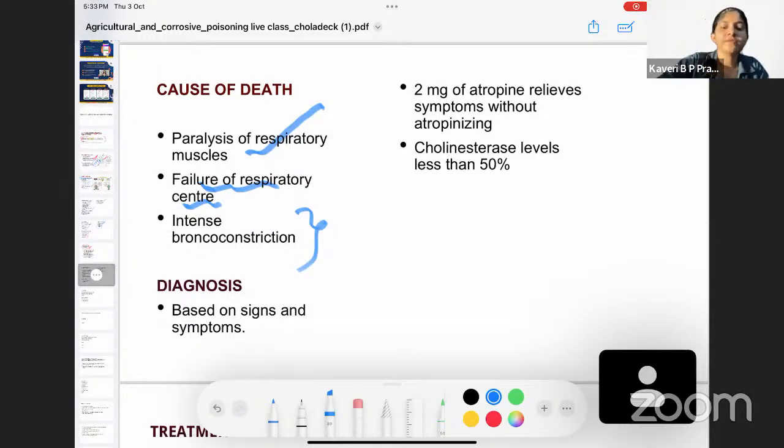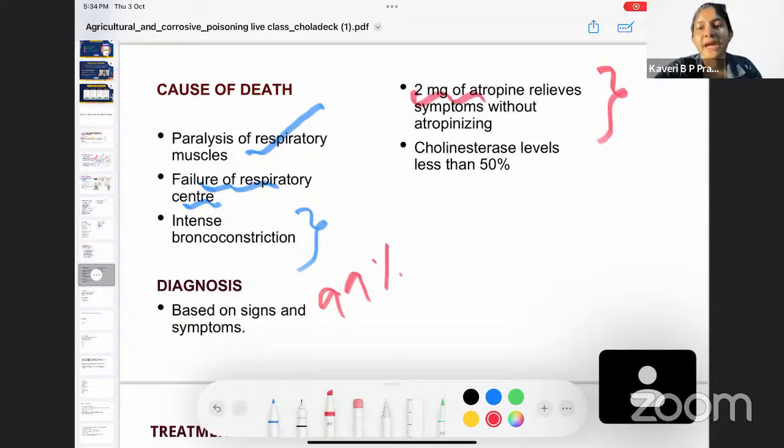Now, coming to how you can diagnose a case of organophosphate poisoning. As I told you, he'll be covered with his own vomit, feces, and urine. So, as you see, based on signs and symptoms, you are able to identify in around 99% of the cases. Apart from it, you can do this test. You can give 2 milligram of atropine and you can see what happens to the patient. Now, 2 milligram of atropine relieves symptoms without atropinizing.